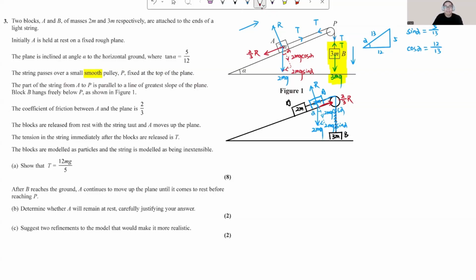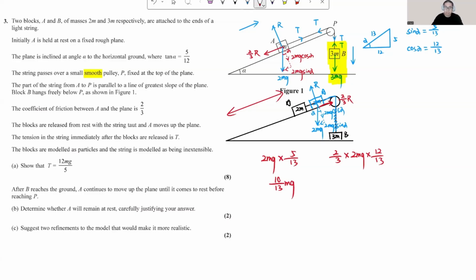To know whether A goes down or not, we just have to compare the forces in this direction, because particle A only moves in this direction. So the force going down will be 2 mg sine alpha, and we know sine alpha is equal to 5/13. So that'll be 2 mg times 5/13, that's the force going down. And then the friction would be 2/3 times R, which is 2 mg cos alpha, and we know cos alpha is 12/13. Simplifying this, we have 10/13 mg.